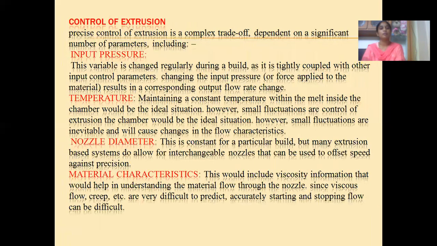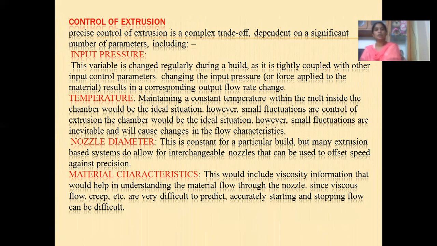In control of extrusion, the input pressure, temperature, nozzle diameter, and the material characteristics are to be considered. Control of extrusion is nothing but ensuring the product is easily continued throughout the process of the material.